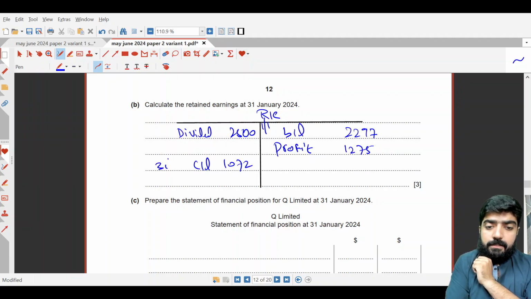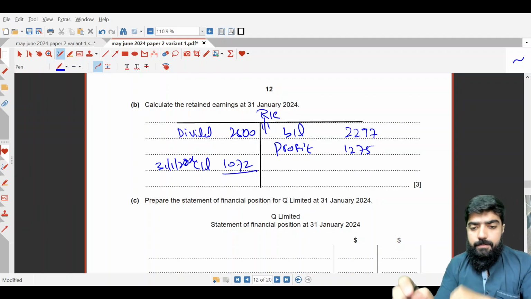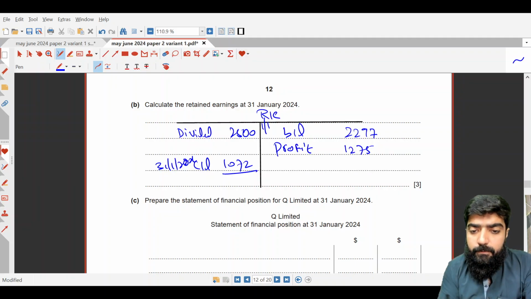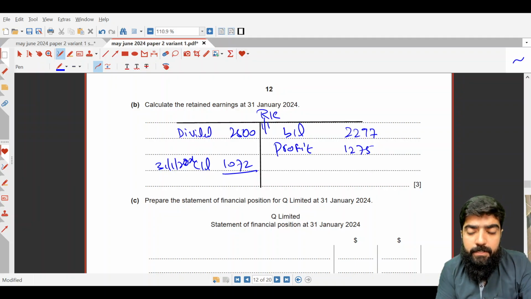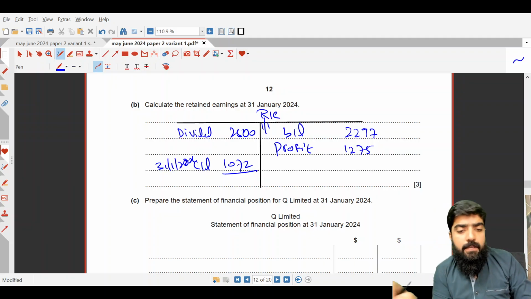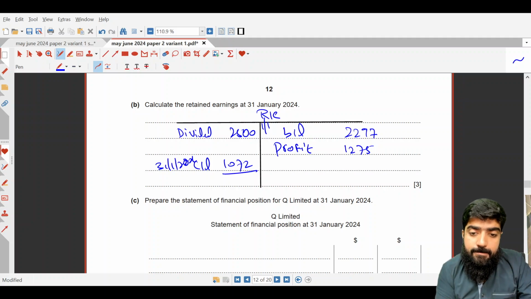Now we have to make the date 31st January 2024. Are you clear with this one? Can you please total it? Whenever you prepare the ledger, try to close it down properly. The total is 3572.